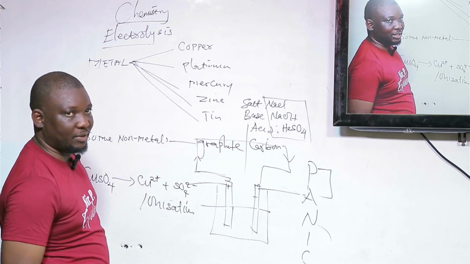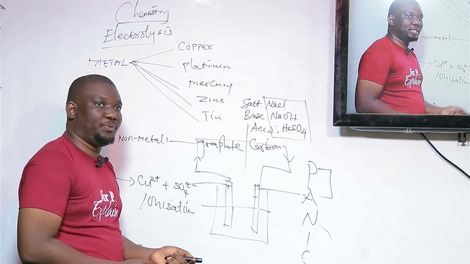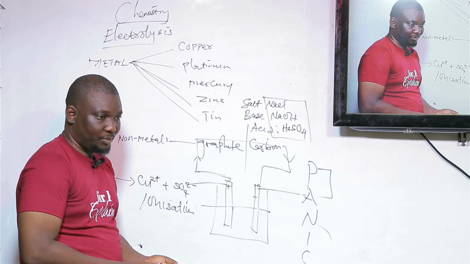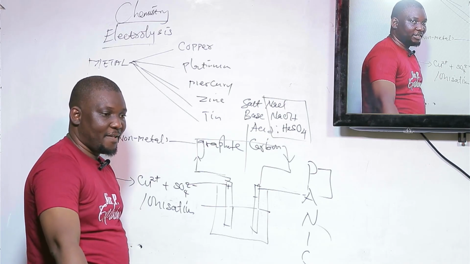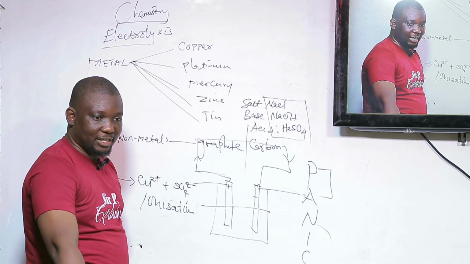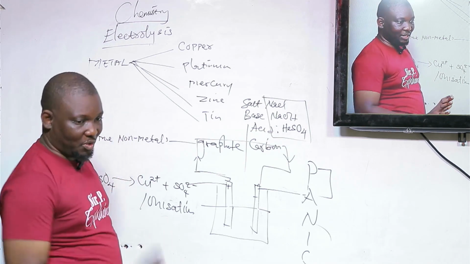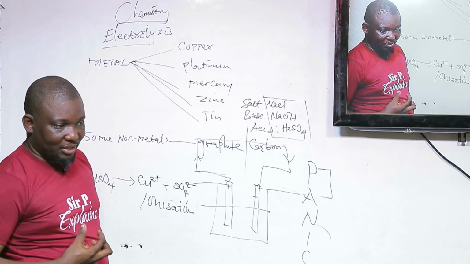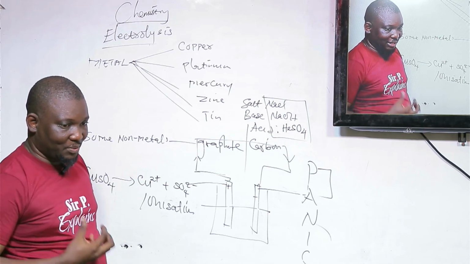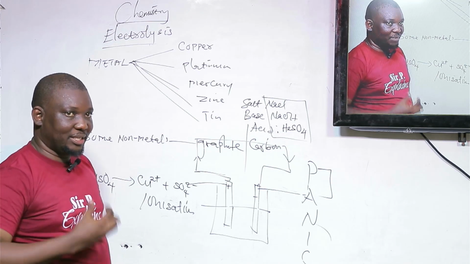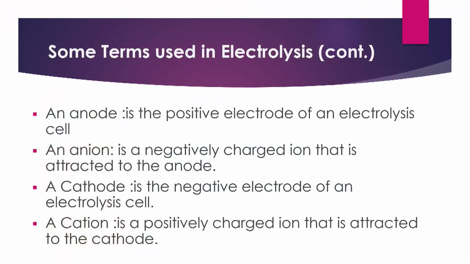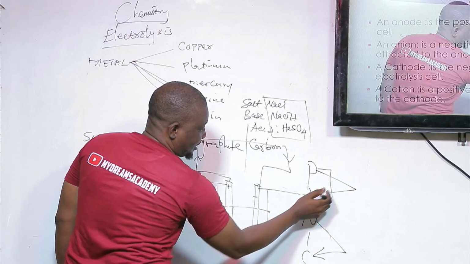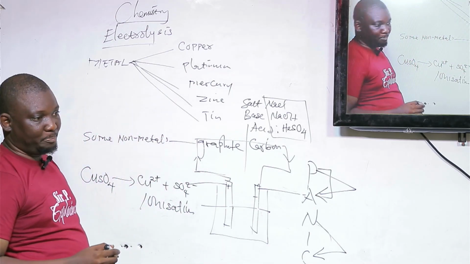So the anode is the positive electrode of an electrolytic cell. Okay, anion now. What is an anion? Literally, an anion is an atom or group of atoms that is electrically charged. Here we have a negatively charged ion that is attracted to the anode. A negative is attracted to the anode. A positive is attracted to the cathode. That's what PANIC means there.